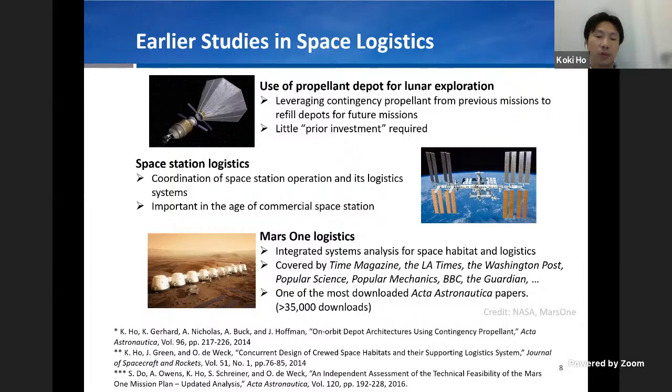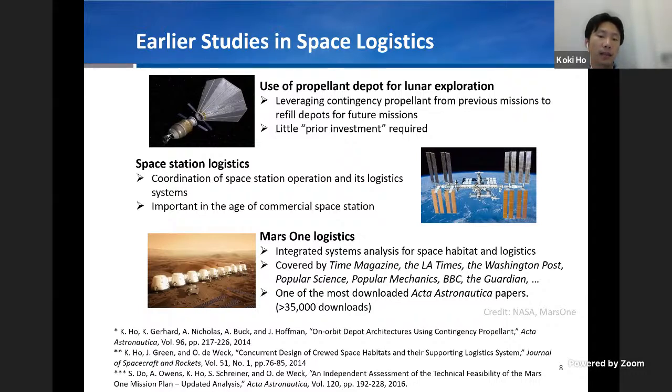And we applied those tools to this Mars One program. That was one of the very interesting and, I would say, successful integrated system analyses for space habitat and logistics.